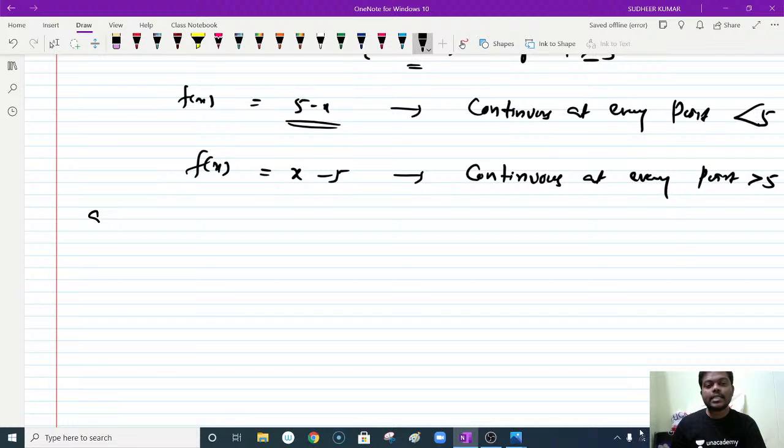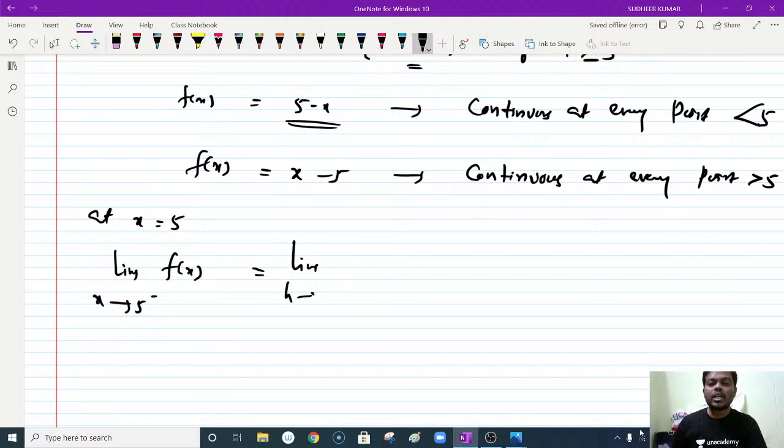Okay, at x equal to 5, let us find LHL. So limit x tends to 5 minus f of x. Limit x tends to 5 minus f of x. What's the result now?